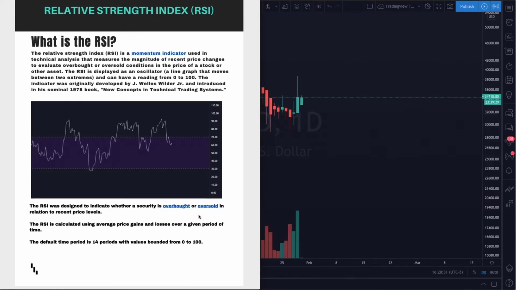The RSI was designed to indicate overbought and oversold conditions. It's calculated using average price gains and losses over a given period of time. This given period of time will be your look back. The default look back period is 14 periods with values bounded from 0 to 100. Okay, so anything under 30 will be considered oversold. Anything over 70 will be considered overbought.